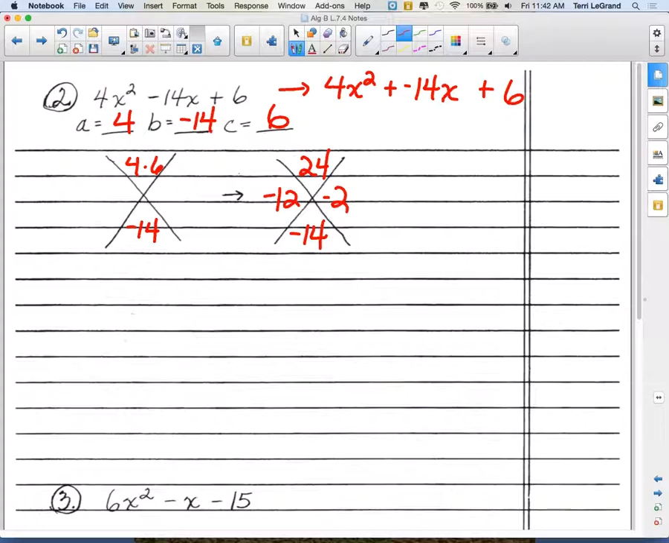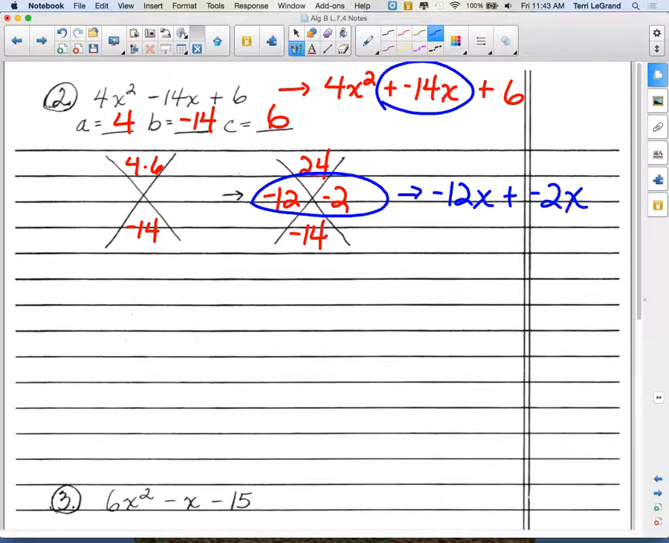Now, before we would have stopped here and said, oh, okay, our factors are x minus 12 times x minus 2. Nope. Not today. What are we going to do with that negative 12 and that negative 2? You're going to change the 14 into negative 12 and negative 2. So this middle term right here is going to get replaced with that. It's broken into two terms. So this is going to become a negative 12x plus a negative 2x, plus 6. So those guys are going to replace the negative 14x.